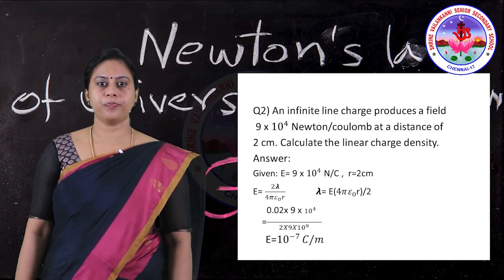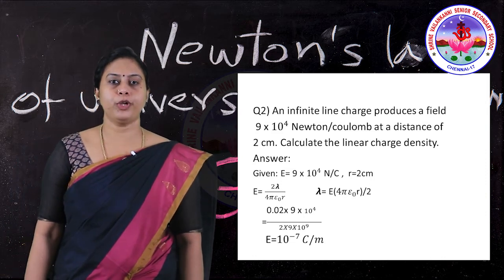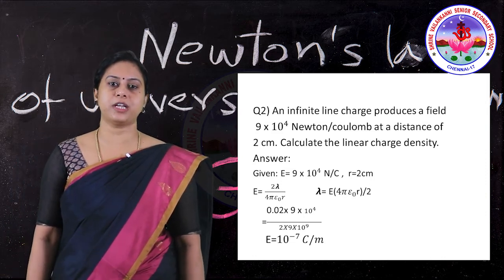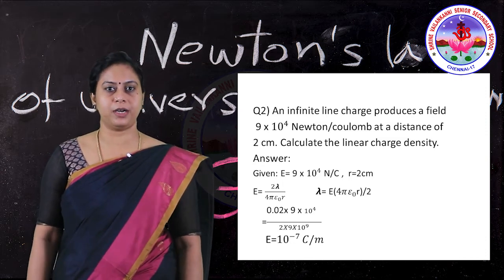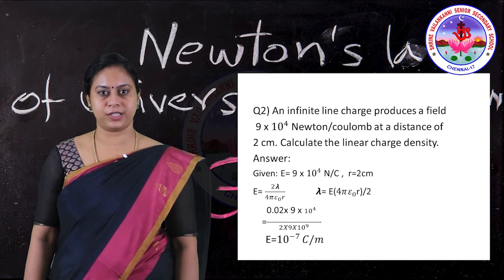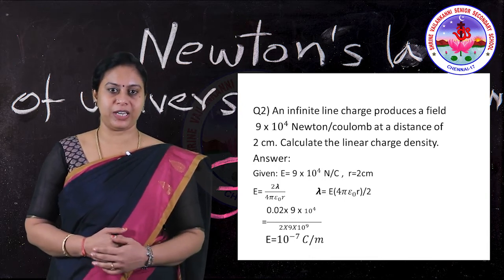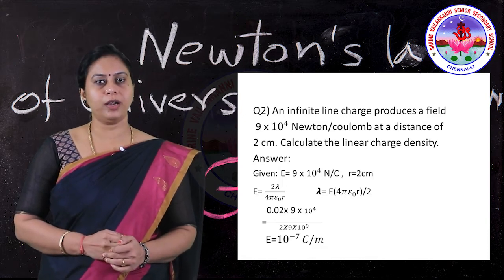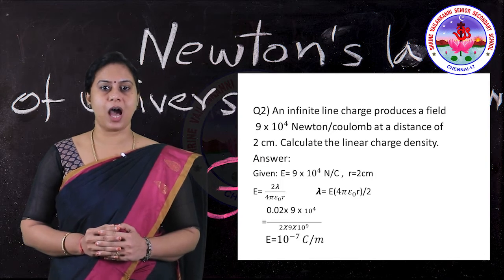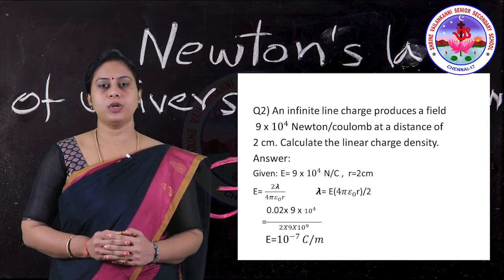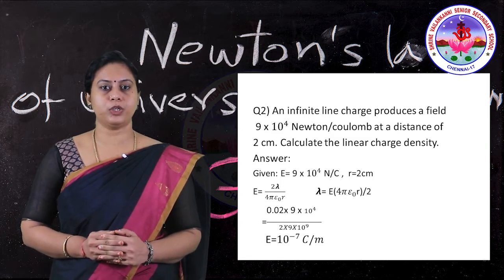Question number 2. An infinite line charge produces a field of 9 into 10 power 9 Newton per Coulomb at a distance of 2 centimeter. Then calculate the linear charge density. What is given? First we can see E is equal to 9 into 10 power 9 Newton per Coulomb. They have given the distance r equal to 2 centimeter, so we can convert it to 0.02 meter.